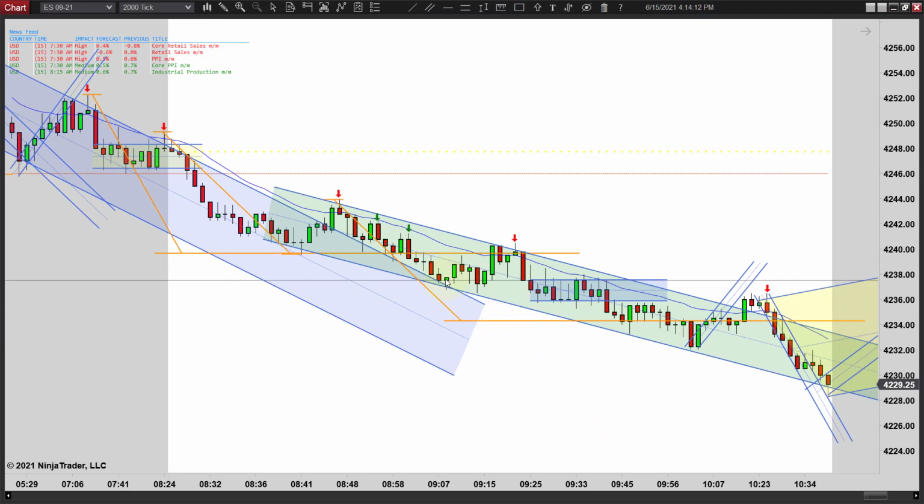But notice it comes back and tests that breakout once. It comes back and tests it again. And once again, you've got a first entry and a second entry.